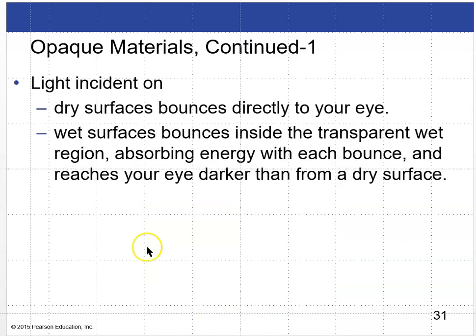Light on dry surfaces will bounce directly to your eye, but when a surface becomes wet, there's a thin film of liquid covering the surface. And that will basically let the light bounce around in that thin film of liquid, and that absorbs energy with each bounce. So the light becomes less intense, and it makes the wet surface look darker than the dry surface does. And that can also get very confusing when you're driving at night on wet roads, because you can get a lot of reflections and weird things don't look quite right when you drive on wet pavement.